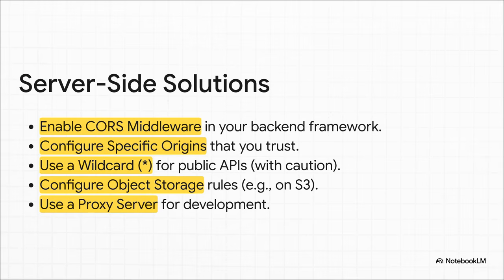So what does that server-side fix look like? Well, you need to configure your backend to send back that Access-Control-Allow-Origin header we talked about. Luckily, most modern frameworks like Express or Spring Boot have packages or middleware that make this pretty simple. You can configure it to allow your specific front-end's domain, or if you're building a public API, you can use a wildcard to allow requests from anywhere. Just be careful with that one.